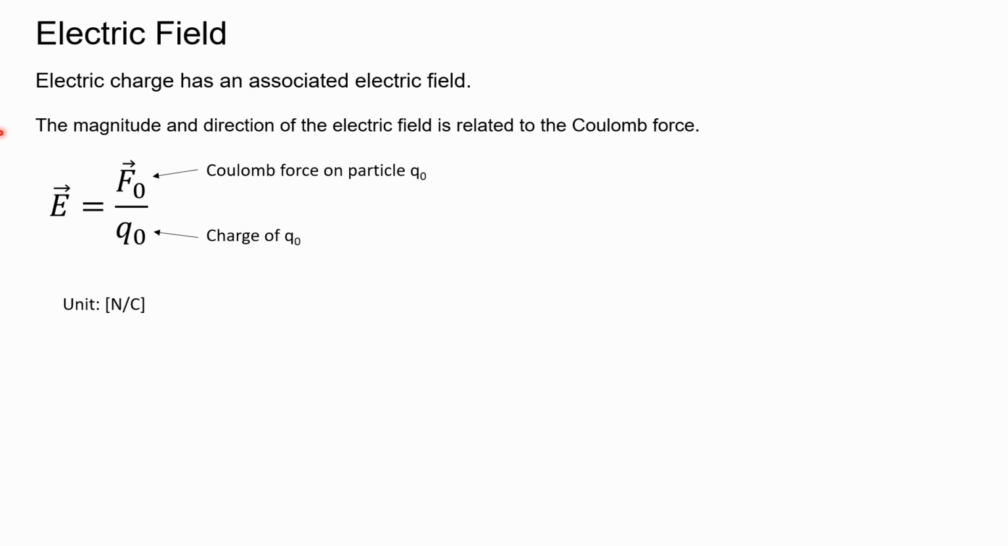So mathematically, if we want to write it out, the electric field is going to be given by F naught, which is the Coulombic force on a particle Q naught, divided by the charge of that particle Q naught. Because we're dividing a force, newtons, by a charge, coulombs, the unit of electric field is going to be newtons per coulomb. But what do I mean by this charge Q naught and the Coulombic force on this particle charge Q naught?